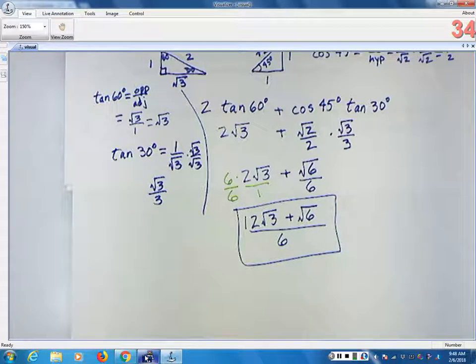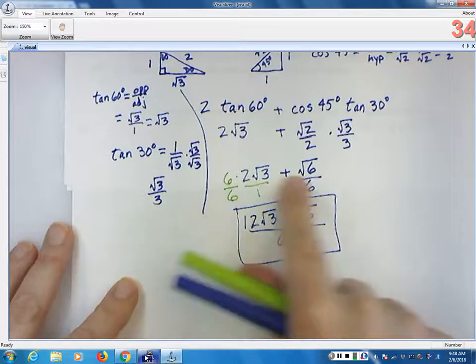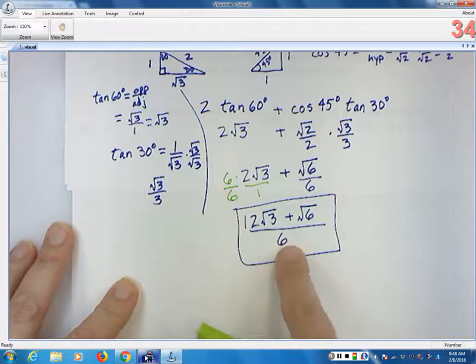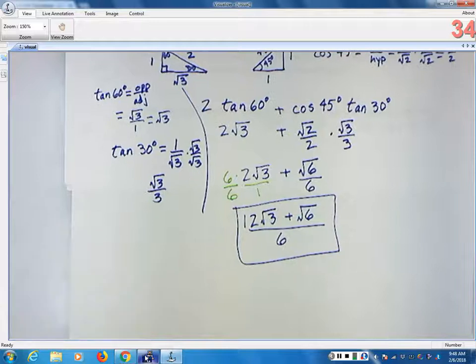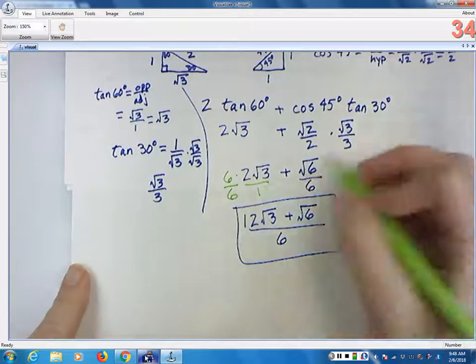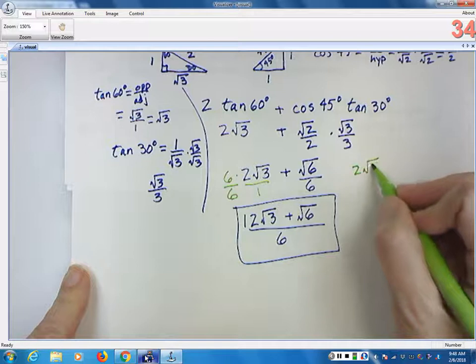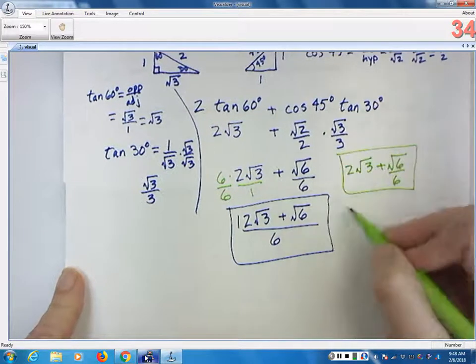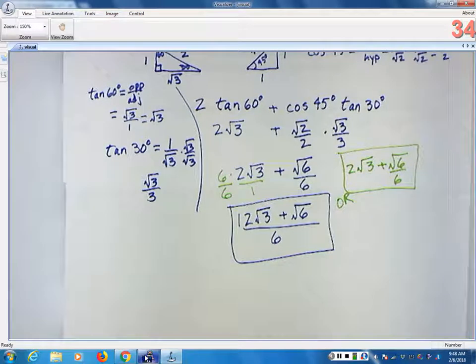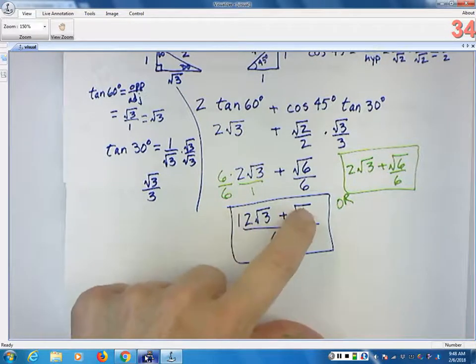Can you divide the 6 into the 12? If you divide the 12 by 6, you have to divide this by 6 too. Each term, this term and this term, is divided by 6. So really, I would accept this form also: 2 square root of 3 plus square root of 6 over 6. Either one. But no, you can't just divide the 12 by the 6, because this is divided by 6 too.